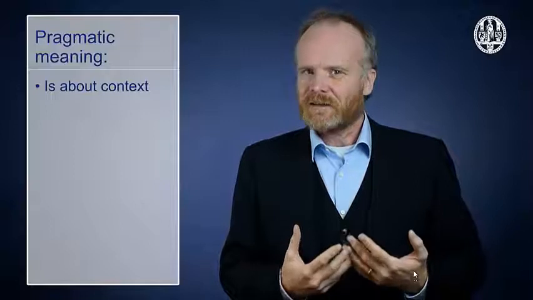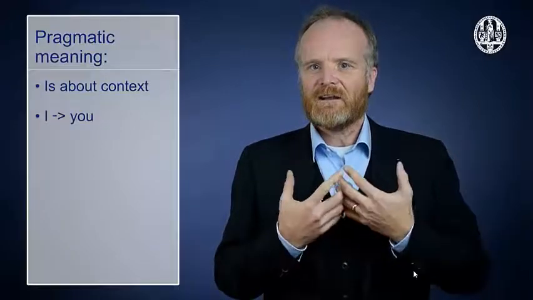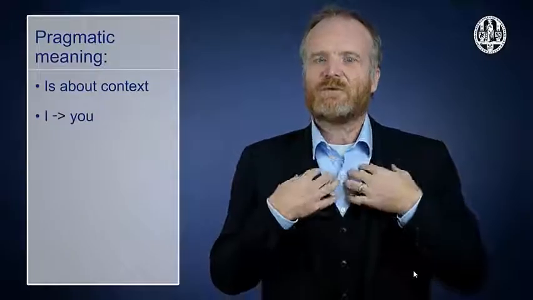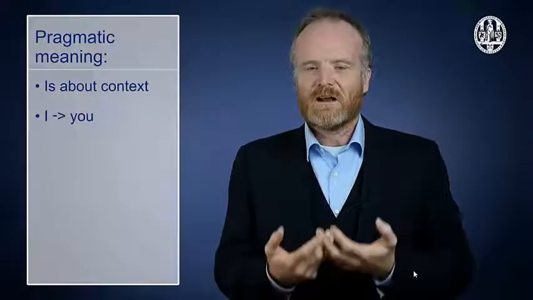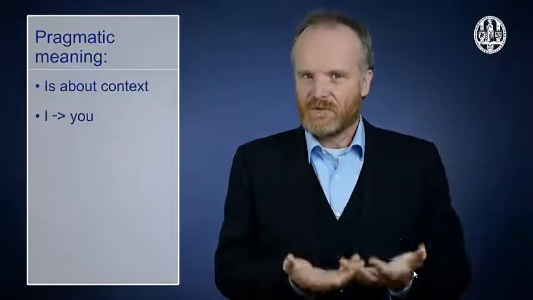So while you can understand the semantic meaning of a sentence or a word without referring to the context, you can just take the sentence, take the word, and look at its semantic meaning. That's not true for the pragmatic meaning. For pragmatic meaning, you always need to know the context. And it typically involves an I and a you. I want to inform you. I want to request something of you. I want to apologize to you.